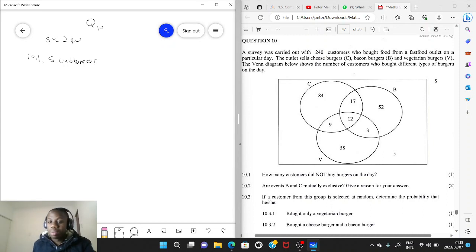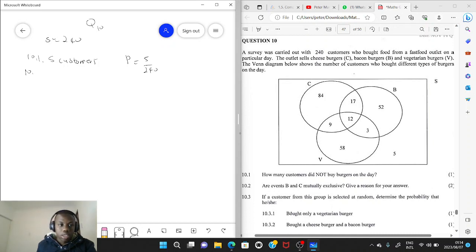So the question is how many customers. If they were to say, what is the probability, you would say the probability of the customers that did not buy a burger is equivalent to five over the sample space, which is 240. Only when I'm determining the probability do I divide by the sample space. But because here they asked for the number of customers that did not buy burgers on the day, we wouldn't do that. We know very well that the number which is not within the circle is the exclusion of the events. So five customers did not buy a burger on that day.